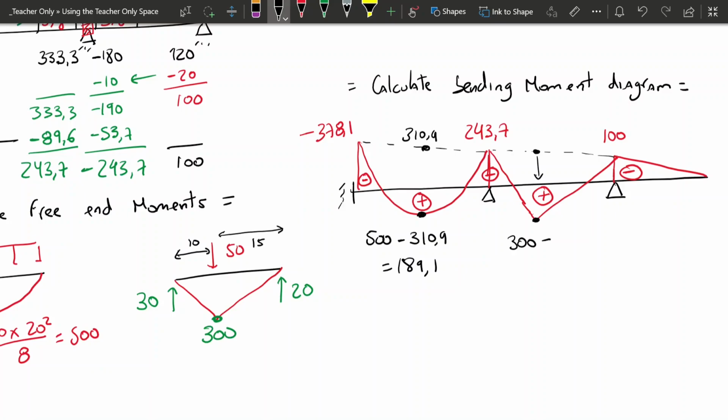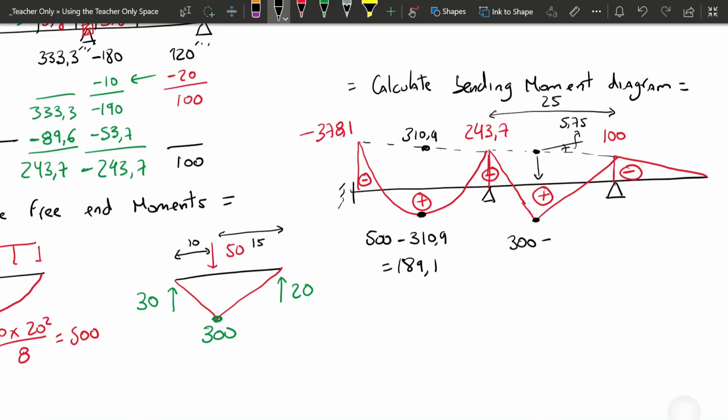So in this case, what we're going to do is find the difference between these two. So 243.7 minus 100. This gives me 143.7. If I divide this by the length, in this case 25 meters, so this total length is 25, I'm going to get the slope of that line. So if I divide by 25, I get a slope of 5.75. So this slope is 5.75.